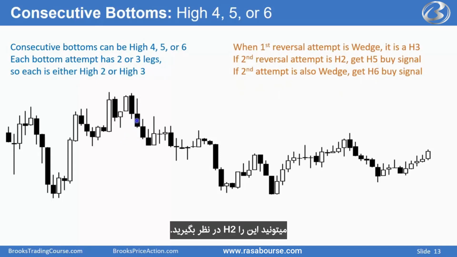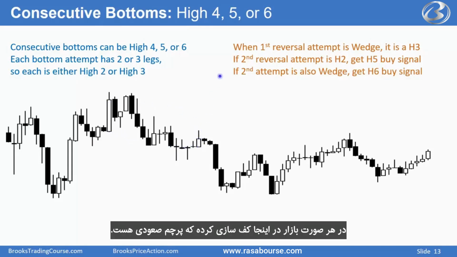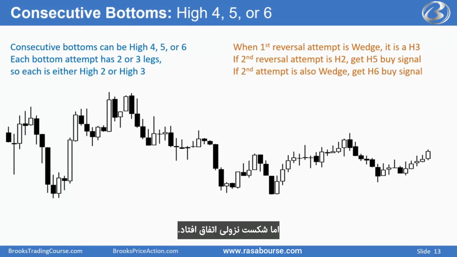Doesn't matter, you can call this a high 2, leg 1 pullback, leg 2 pullback. You can call it a wedge. Doesn't matter. It's an attempt at a bottom, a bull flag. The bulls expected a resumption up. Instead, they got a bear breakout.